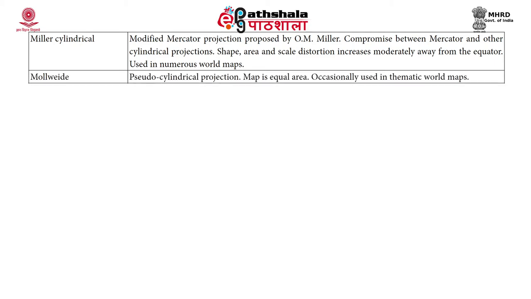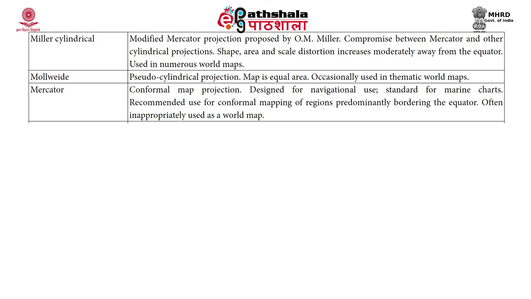The next is the Mollweide projection, a pseudo cylindrical projection. The map is equal area, occasionally used in thematic world maps. The next is Mercator's projection, a conformal map projection designed for navigational use, standard for marine charts, recommended for conformal mapping of regions predominantly bordering the equator, often inappropriately used as a world map.